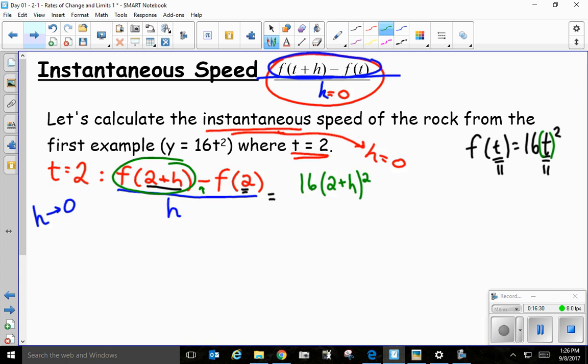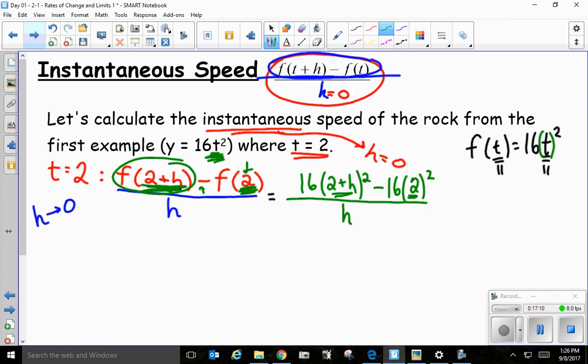Minus, now I've got to put a 2 into my function. So now I'm going to put a 2 in here. Minus 16 times 2 squared. I'm only inputting what they're telling me to input into my equation. Don't start looking at the whole thing. Just focus one at a time. I'm going to put 2 plus h into my function for t, which I did. And then I'm going to subtract, putting a 2 into that same function for t, which I did. All over h. Remember, the h's we're not doing anything with.